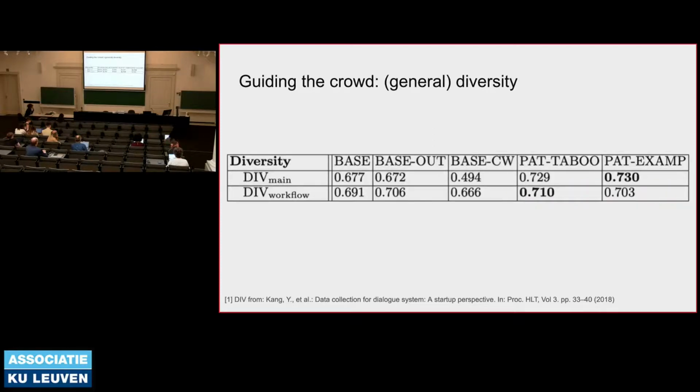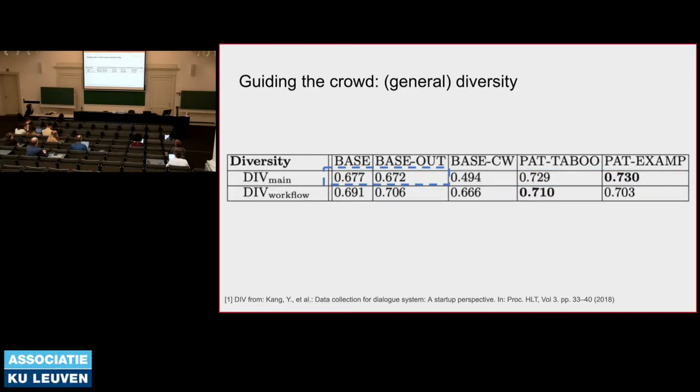For general diversity, we adopted diff, which computes the diversity at the corpus level by calculating n-gram changes between all pairs of utterances sharing the same intent. We see the syntax-aware condition resulted in a higher mean diff score than the baseline.